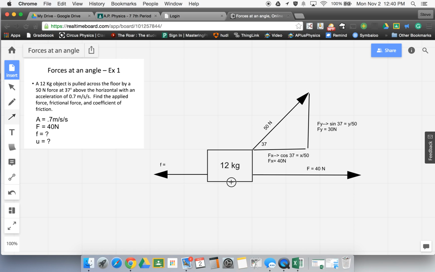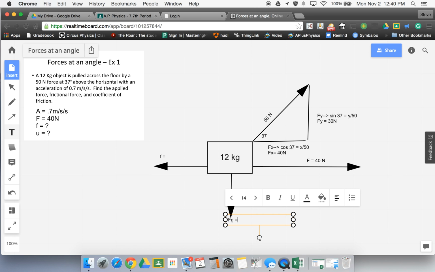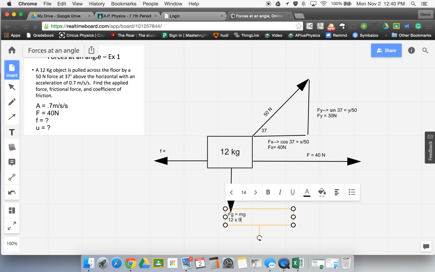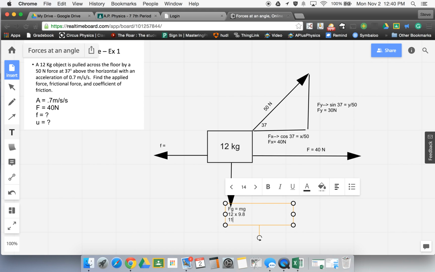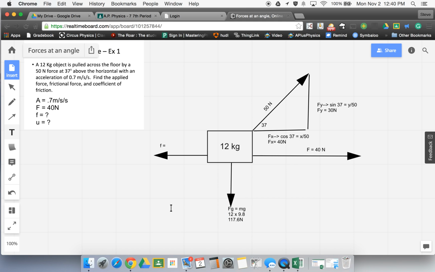Step two. Always solve for the force of gravity next. The force of gravity, you figure that the same way every time. Mass times gravity. So in this case, we have 12 times gravity, 9.8. So our force of gravity is going to be 117.6 newtons. Okay. We know our force of gravity then is 117.6. That's step two. Always find the force of gravity.